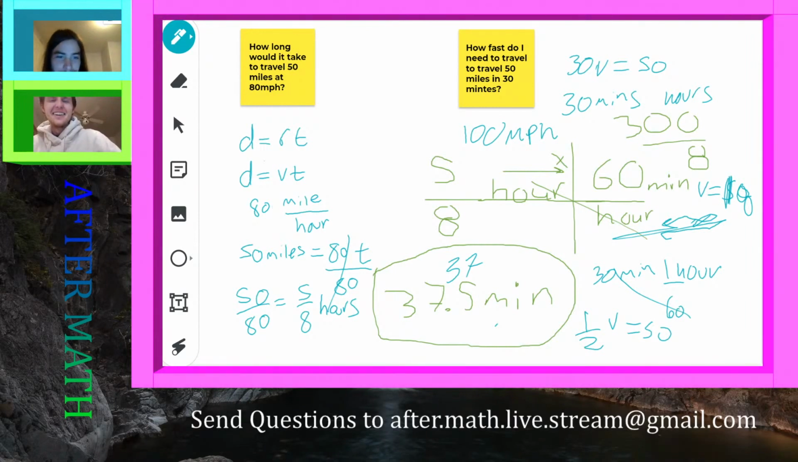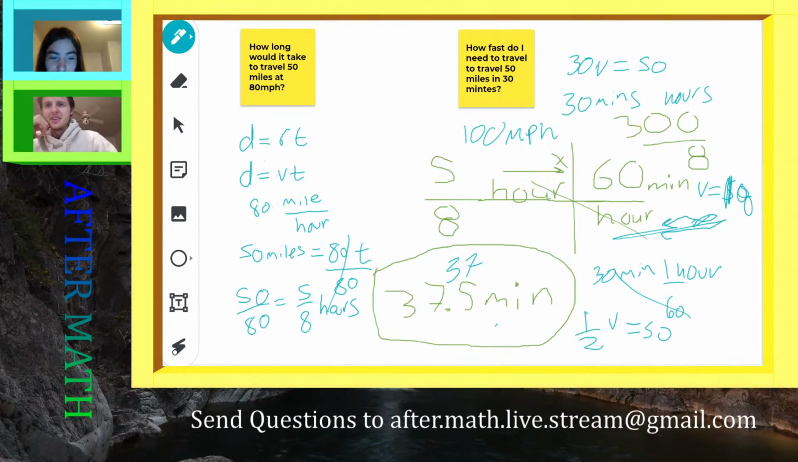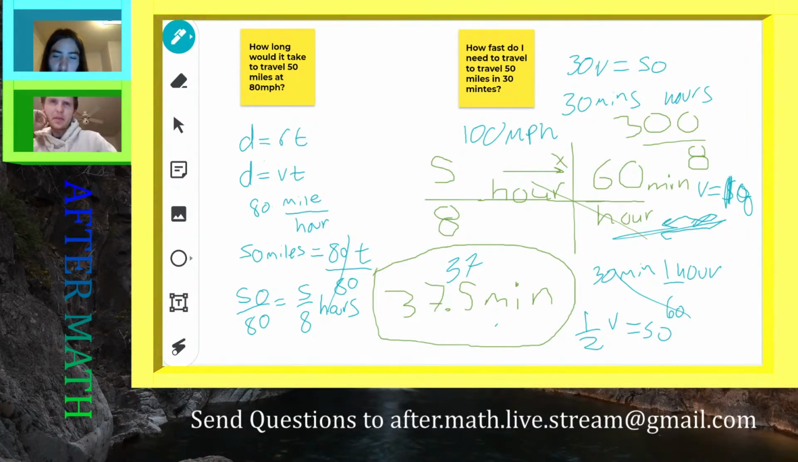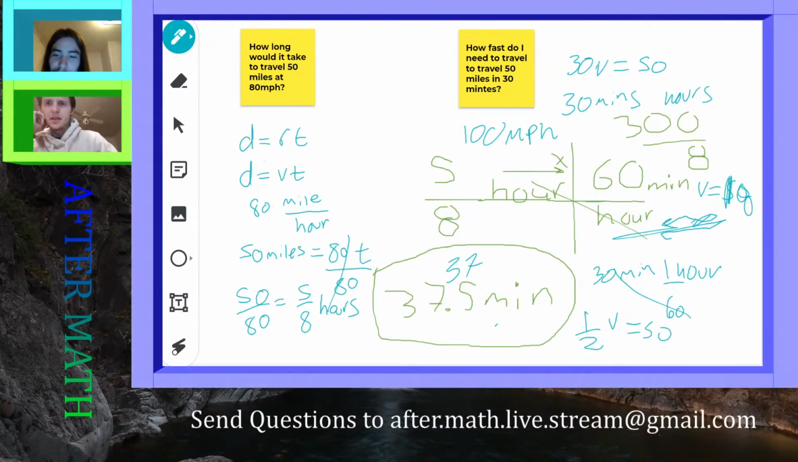I like this question a lot because there are some people out there that are speed demons. We just calculated that if you're going 80 miles an hour, it's going to take you 37.5 minutes to travel 50 miles. To only lose 7.5 minutes, you have to go 20 miles an hour faster. That's not very much time.